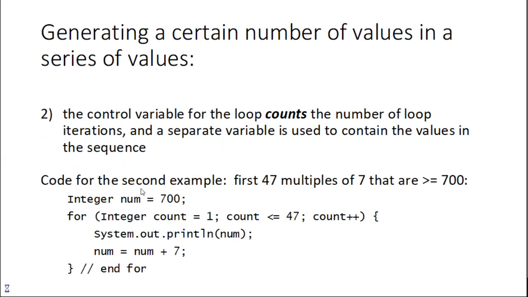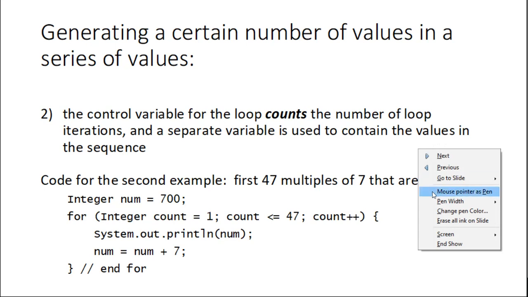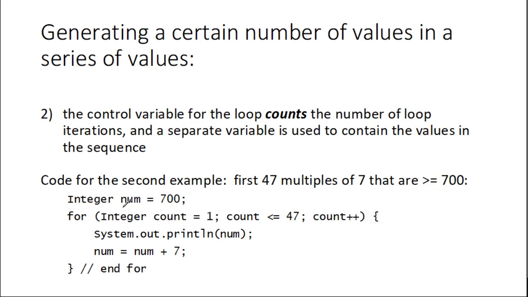Okay, so here's the code for that second example. If I want to print out the first 47 multiples of 7 that are greater than or equal to 700, I have two integer variables. I have a variable called num, which is containing the value to be printed. See that? So I'm printing num. Num's going to start at 700 because I know that's the first value I wanted. But notice that the control variable for the for loop is not num, it's count. So I have two different variables.